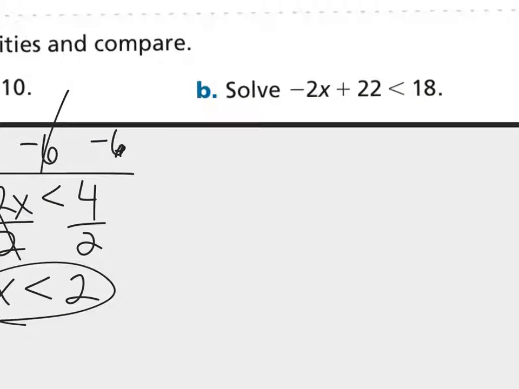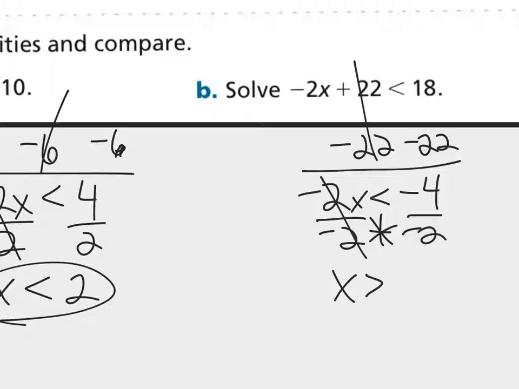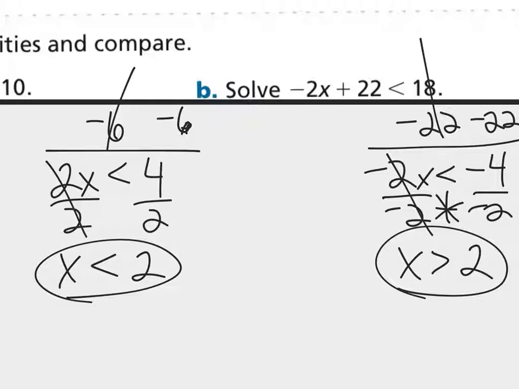For part B, they're adding, so we'd have to subtract 22 on both sides. 18 minus 22, that'd be negative 4. And then they're multiplying, so you have to divide by negative 2. And there's the first one we've had this assignment where we have to switch. We divided by a negative, so sign changes from less than to greater than. Negative divided by negative is a positive, and that would be a positive 2. So we got x is greater than 2.